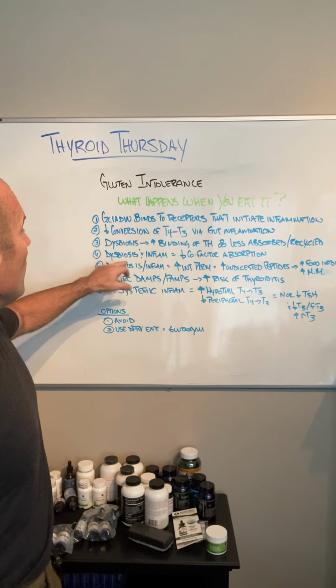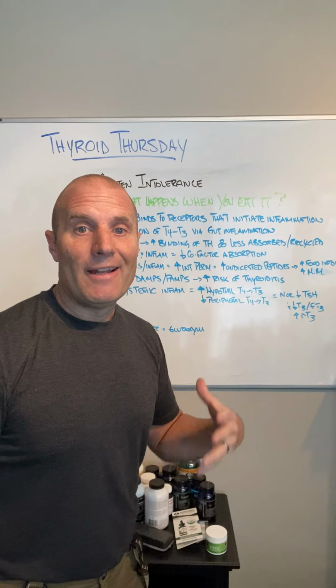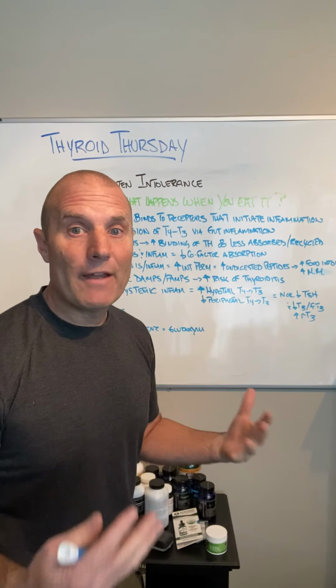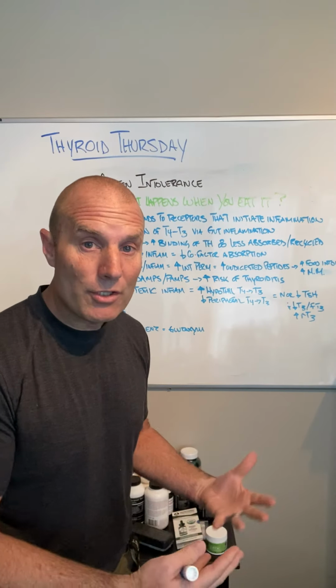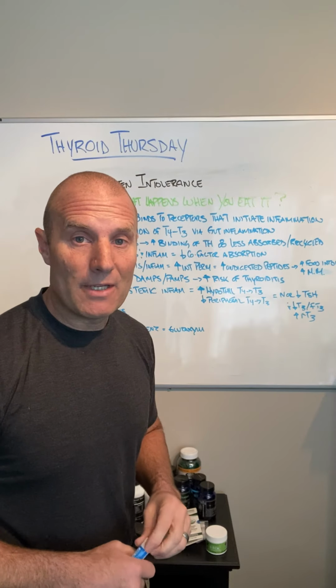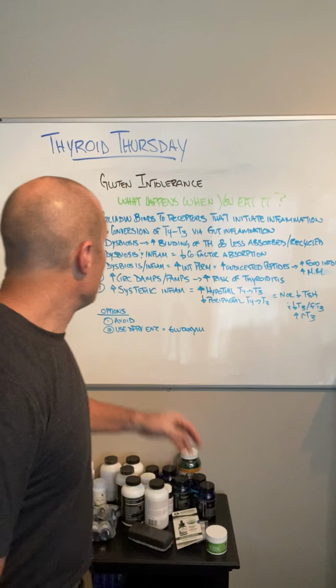Number 4, when you have this dysbiosis and inflammation, this can cause a reduction in micronutrient absorption, and that can affect the production of thyroid hormone, it can affect the conversion of T4 to T3, and it can impact a whole bunch of other systems and reactions as well. So we get decreased cofactors.